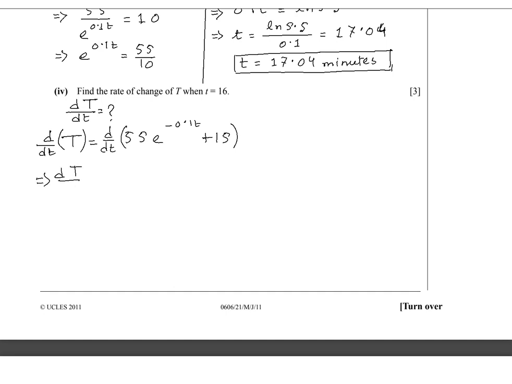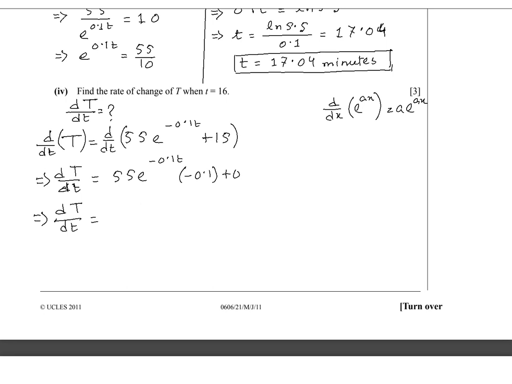So in the next line we can write dT over dt equals 55 times e to the power minus 0.1t, times minus 0.1, plus 0. So how could we write this? Let's revisit the concept of differentiation of e to the power ax. d over dx of e to the power ax equals a times e to the power ax. We use this rule. So let's continue. dT over dt can be written as minus 5.5 times e to the power minus 0.1t.